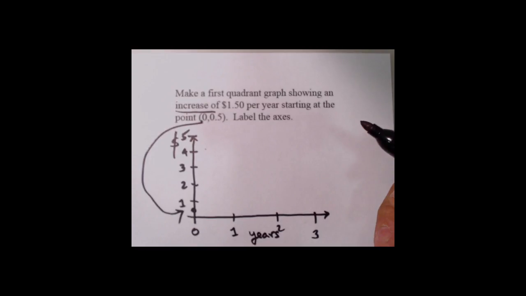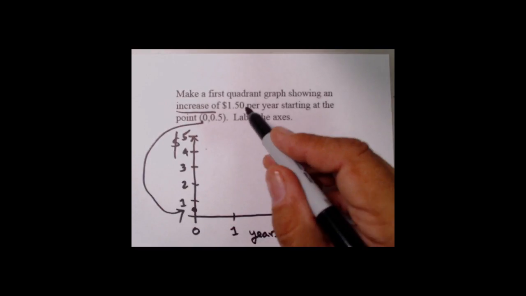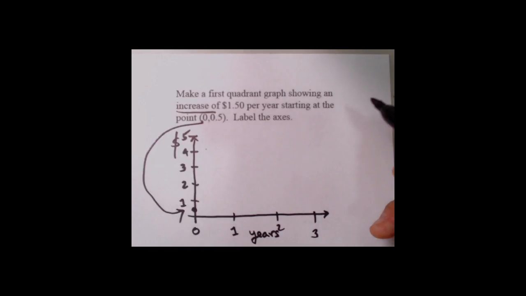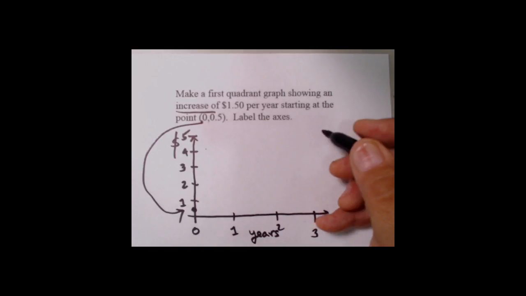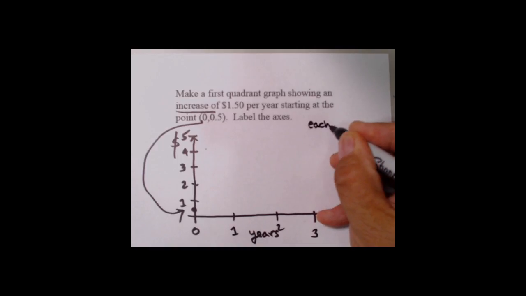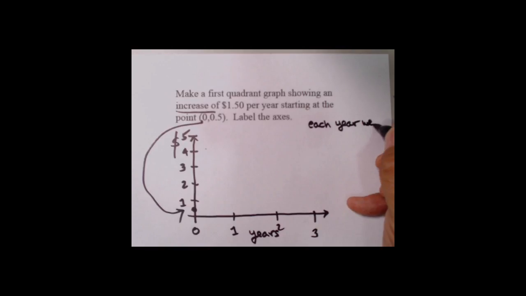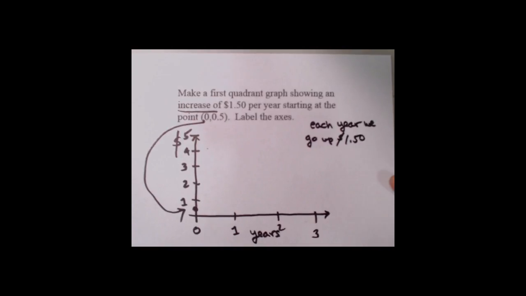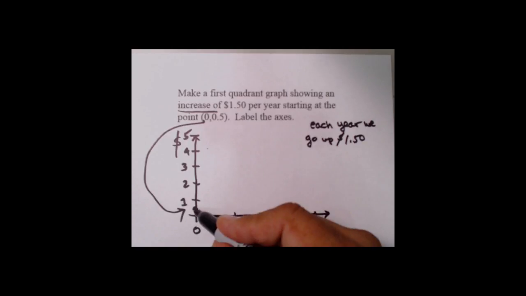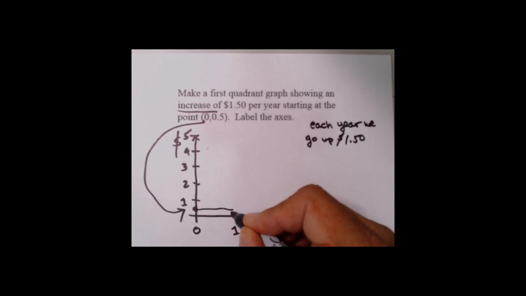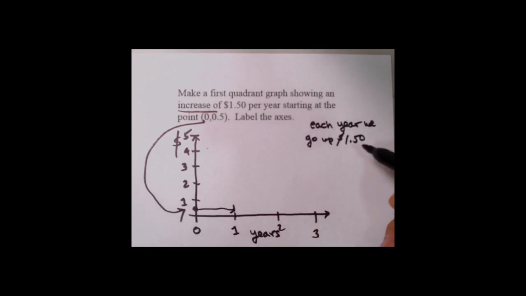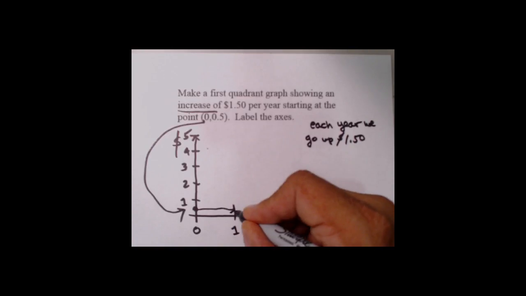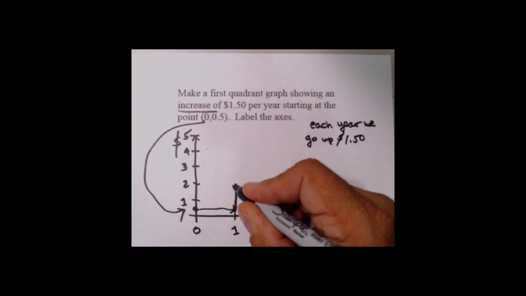Okay, now here's what happens. We're increasing $1.50 each year. That's our rate. Okay, so each year we go up $1.50. Well, here's a way you can do this that we'll be working with in the future. We know this is our starting point. So let's go over 1 year. Here it is. And we have to go up then from there $1.50. So there's $0.50. And there would be $1.50.